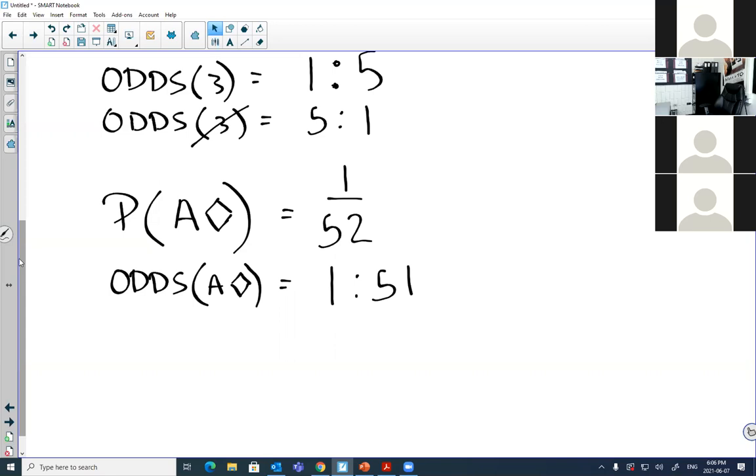Could you also say 51 to 1 against? Yeah, you could, because that's the backwards part of it, right? So if you're against it, that would be like putting a line through it. That's against, right?